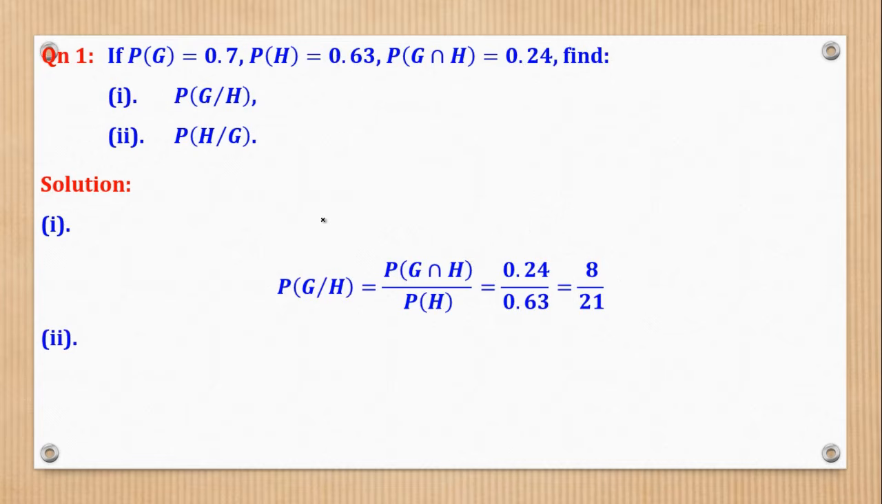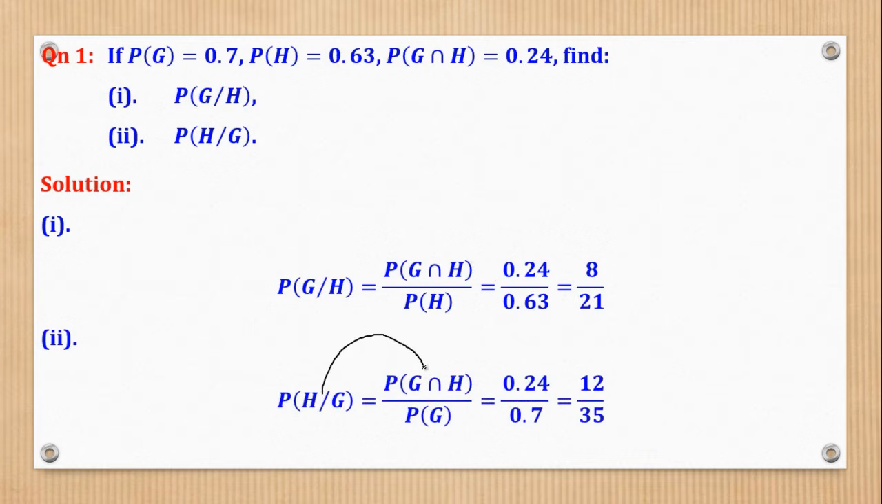What about probability of H/G? The numerator is still the intersection of G and H, and the denominator is what has already occurred, which is G. So the intersection is here and the probability of G is here. When I divide the two, I'll come up with this as the answer.